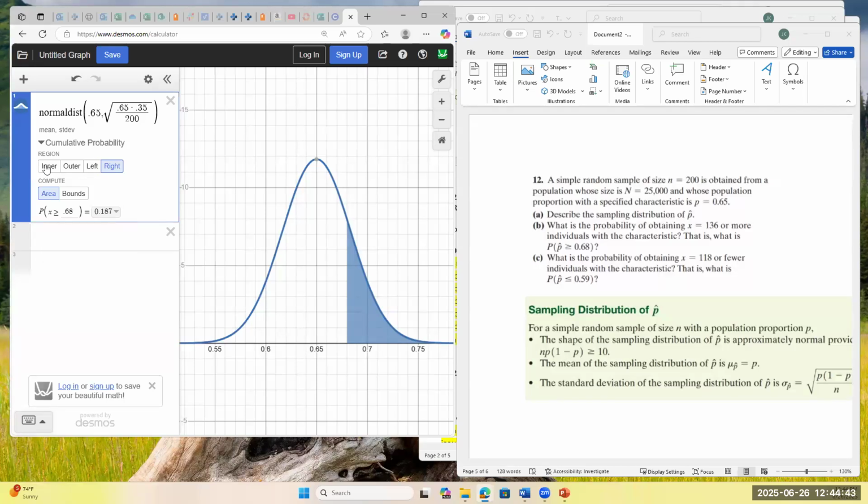And then we can do all of the other things. We can look at getting a proportion less than a certain amount, or we can also look at an area in between 2 bounds or outside of 2 bounds. So all of those same things that we can do.